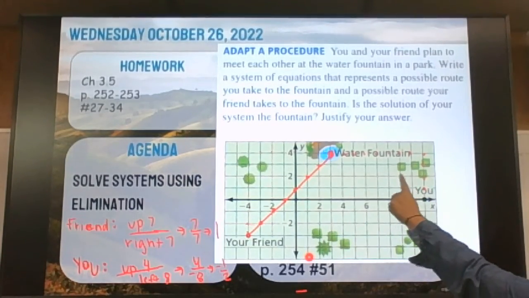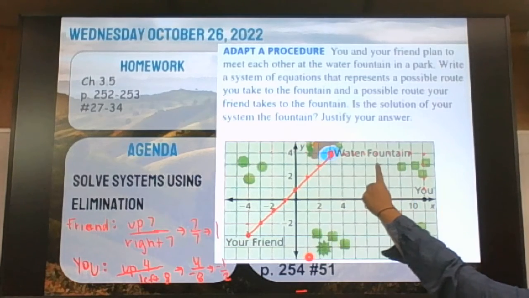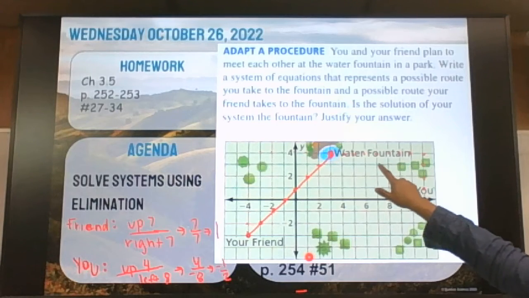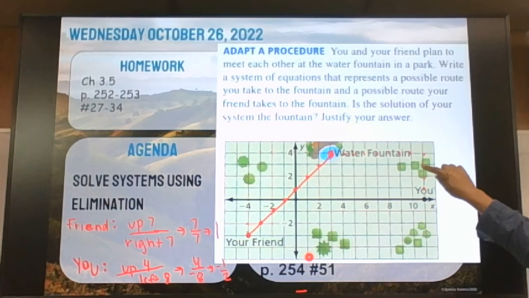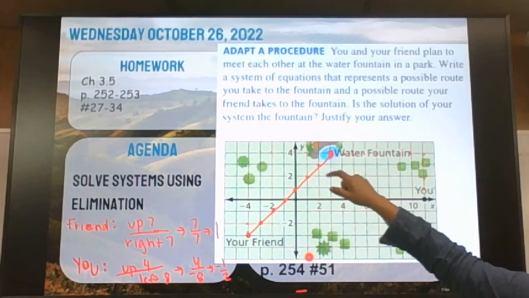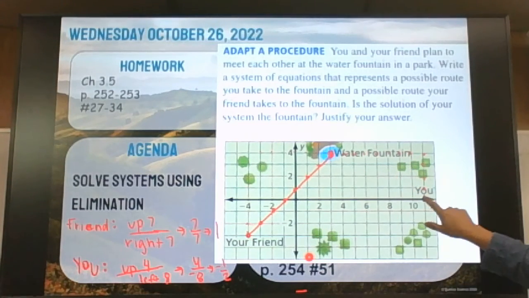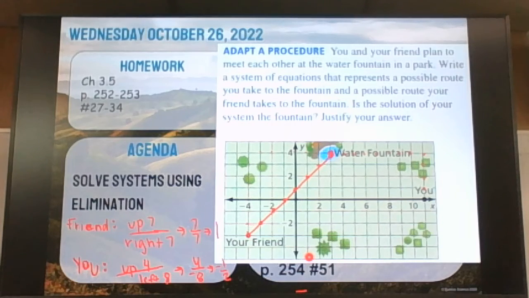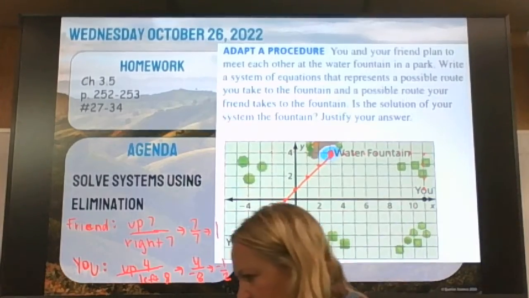So up 1, left 2, up 1, left 2, up 1, left 2. Oh, you're starting here. Up 1, left 2, up 1, left 2, up 1, left 2, up 1, left 2 gets you there. Well, we need to figure out what that b value would be. Did anybody come up with a guess?